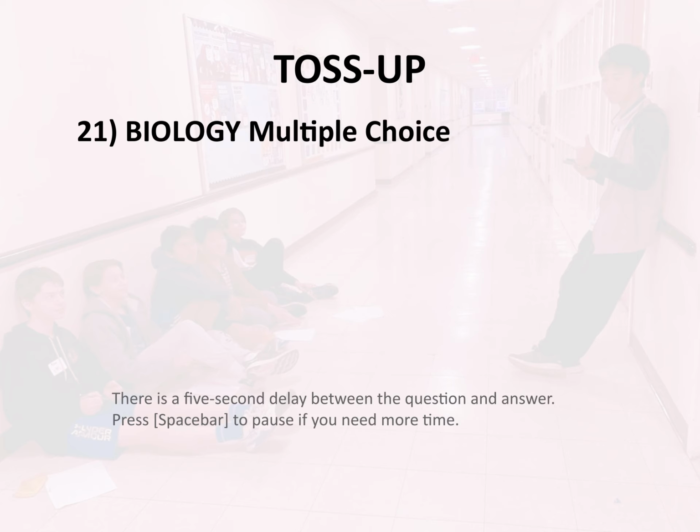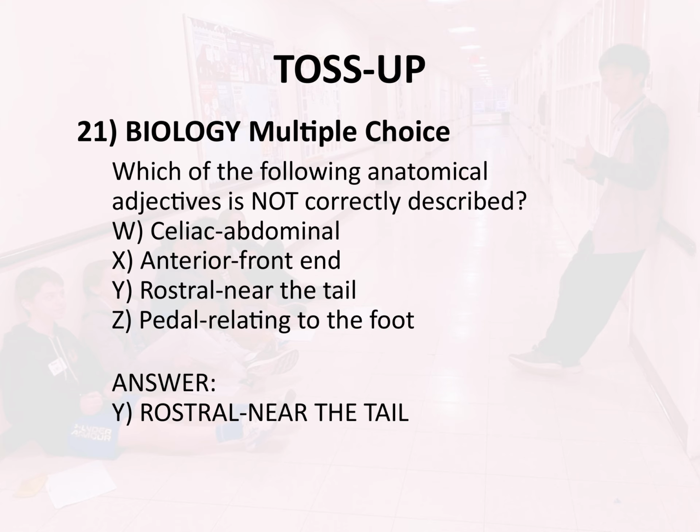Toss-up, 21. Biology. Multiple choice. Which of the following anatomical adjectives is not correctly described? W. Celiac abdominal, X. Anterior front end, Y. Rostral near the tail, Z. Pedal relating to the foot. Answer. Y. Rostral near the tail.